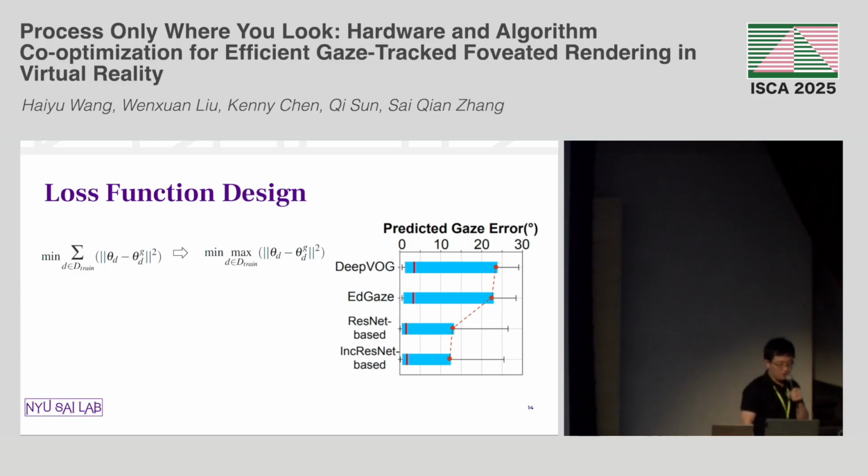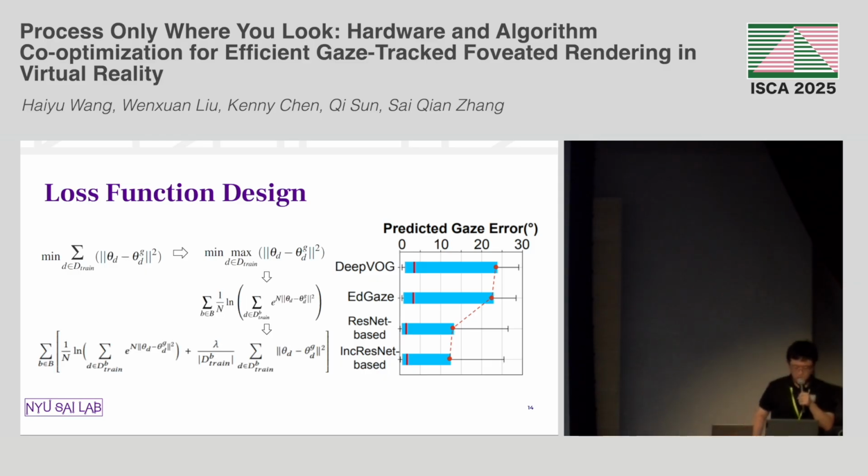So to mitigate this problem, we simply change this mean average to min max, by minimizing the max gaze tracking error to train this neural network. However, there are a lot of machine learning details. If you simply try to min max, it will result in underutilization of the training data set. So at the end, we make this training loss function a weighted sum between the mean average and min max, to make sure the final neural network has both smaller average gaze tracking error and also pretty good P95 gaze tracking error.